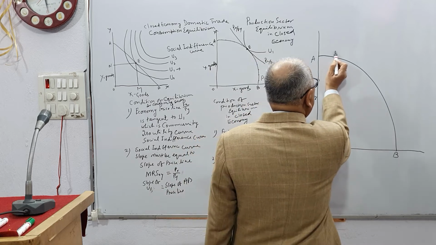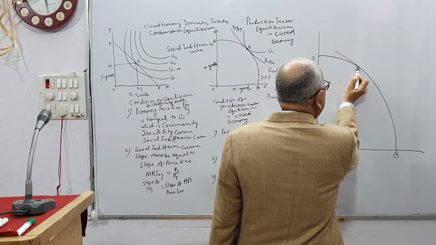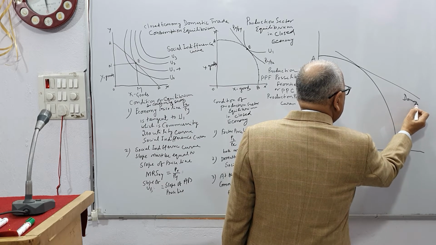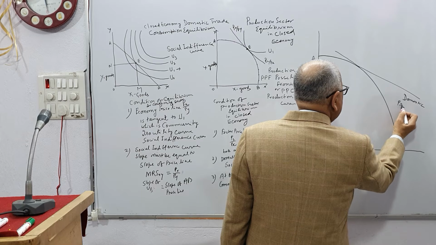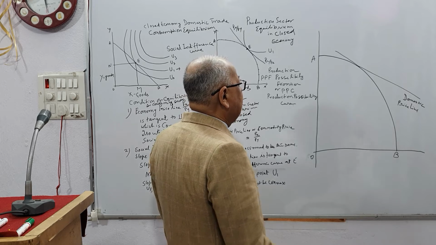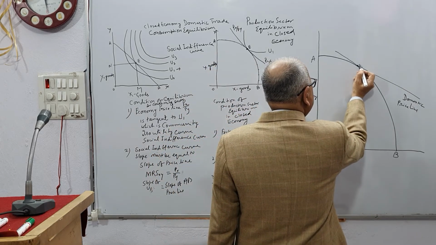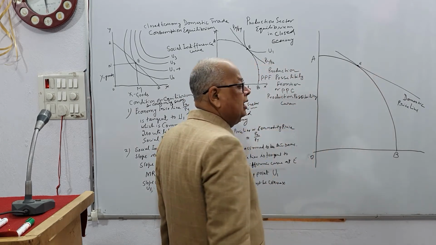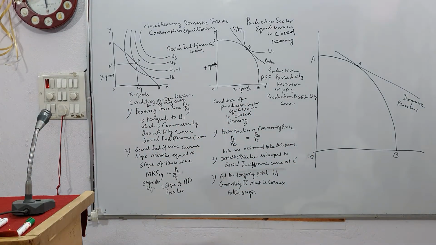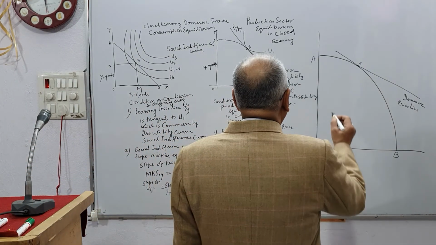Look here, we draw a line. This is the domestic price line. And as we have seen, the equilibrium point is E. At point E there is equilibrium, and this equilibrium is most important, as it is taken for the closed economy.